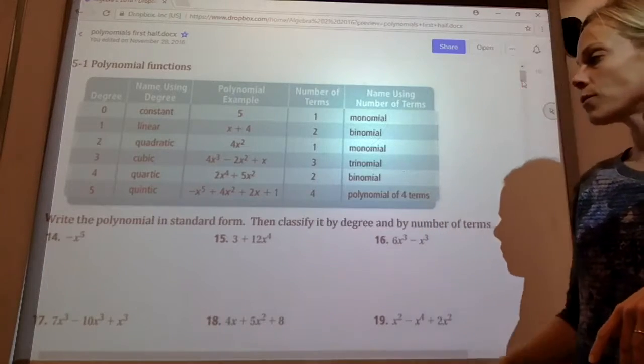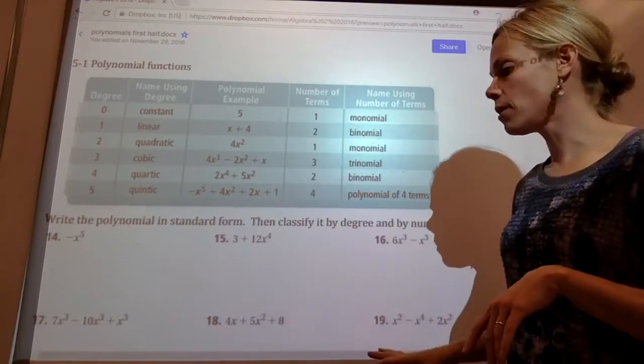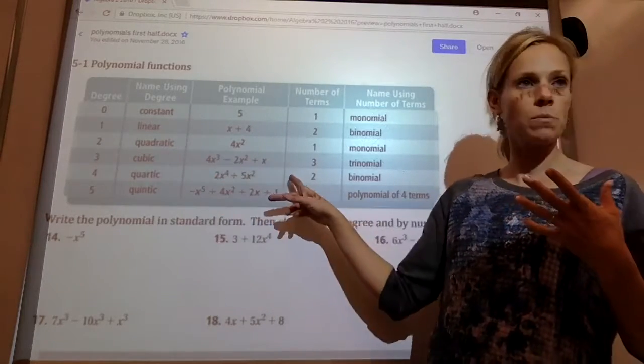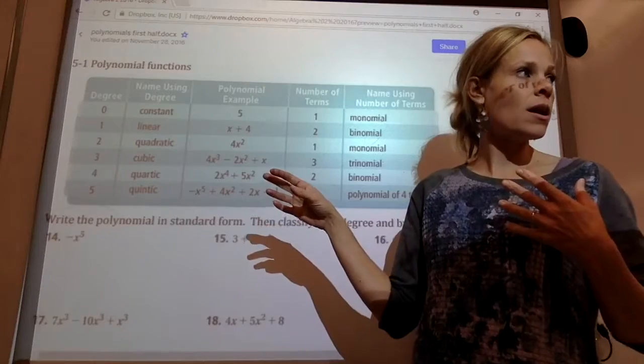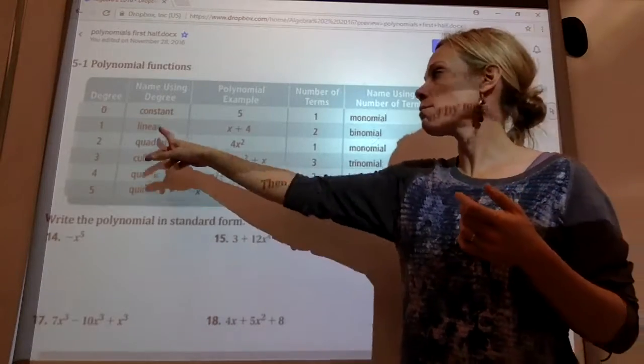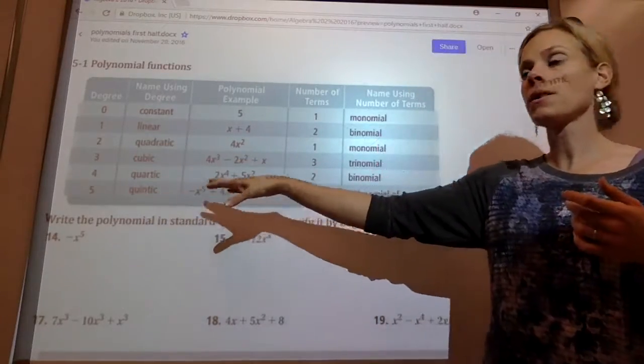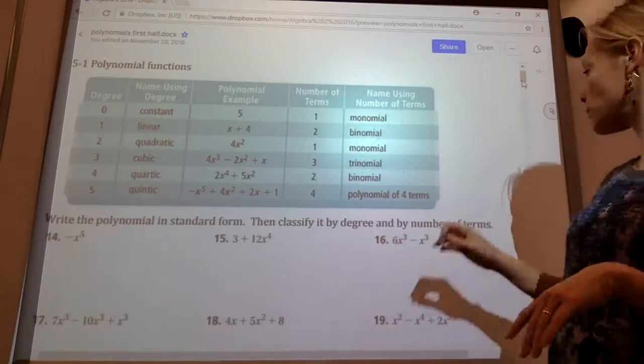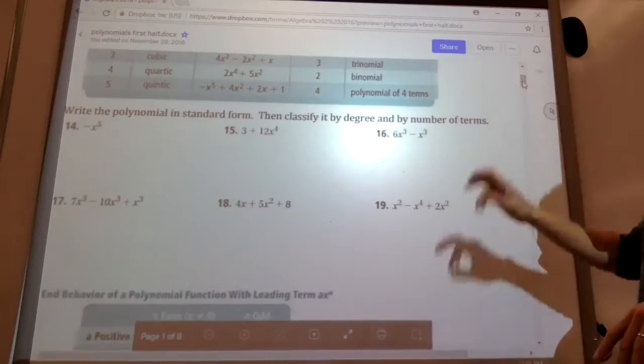Okay. So the first thing we're going to do is, given a polynomial, put it in standard form. Standard form meaning biggest power to the smallest, descending order. Give me the name, right? You name it by its degree. And then tell me the number of terms. Is it monomial, binomial, trinomial? Okay. So let's see the first one here.